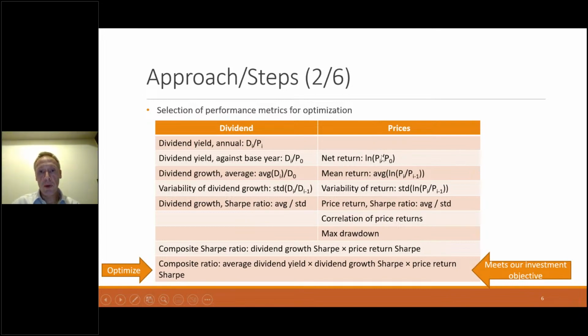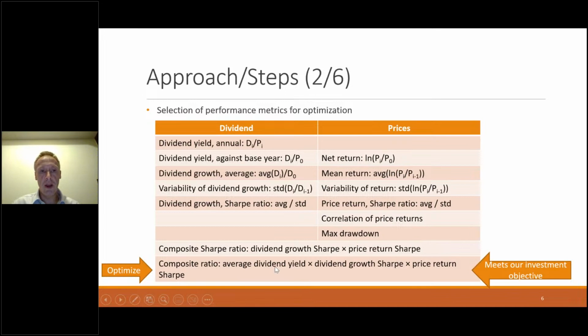For prices, I computed the standard price metrics: net return, mean return, variability of return, calculated the Sharpe ratio, looked at the correlation of price returns, calculated the maximum drawdown. And then, because I was interested in both the dividend aspect and the price aspect, I combined the Sharpe ratio of those two, multiplying the dividend growth Sharpe with the price return Sharpe.